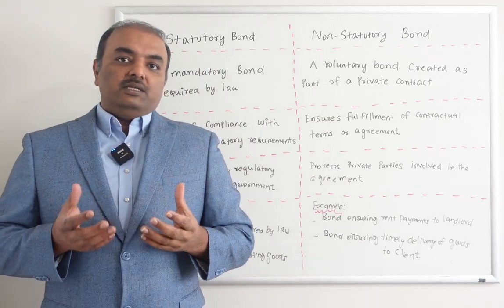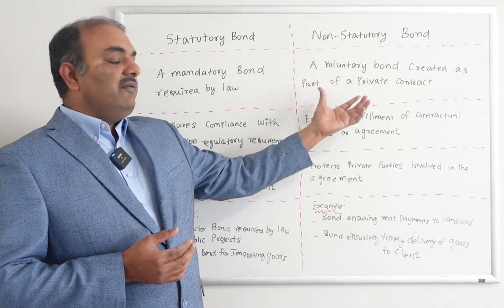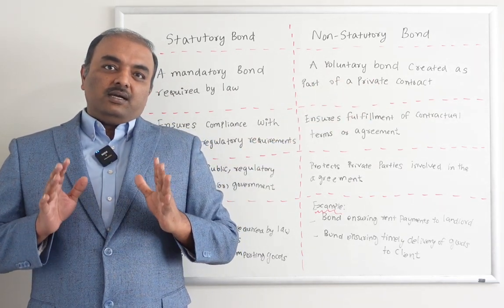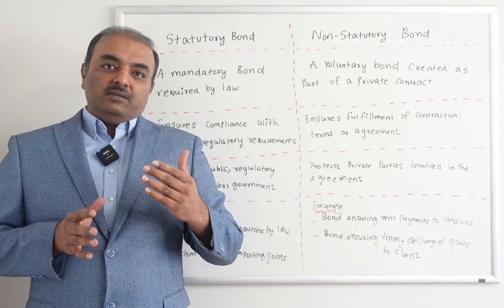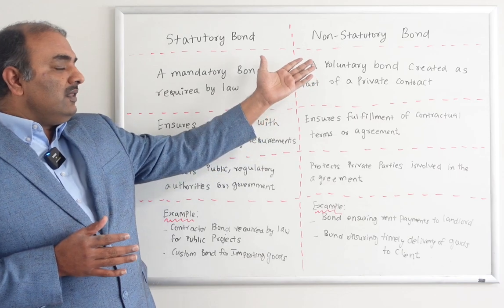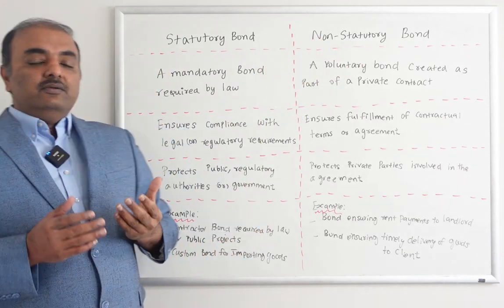Whereas non-statutory bond is nothing but a voluntary bond created as a part of a private contract. Government is not going to mandate this, right? It's up to the private companies. For some reason they wanted some kind of surety and they need this non-statutory bond. Now, why do we need this?